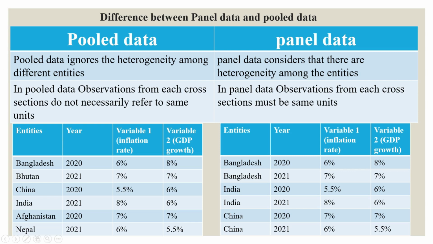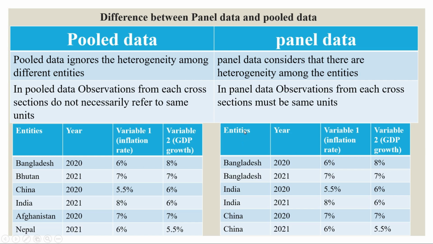If we consider pool data, the observations from each cross section do not necessarily refer to the same unit. That means if we collect data on different variables in 2020 for Bangladesh, China and Afghanistan, and in the second year, 2021, we collect data from different entities like Bhutan, India or Nepal, not the same entities, then it can be called pool data.